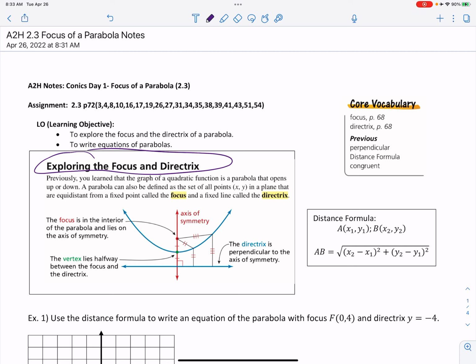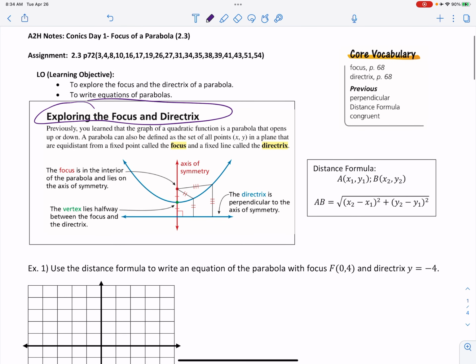The parabola is the set of all points that are equally distant from a focus, which is a single point, and the directrix, which is a line. So a parabola consists of all sets of points that are equally distant from a point and a line.